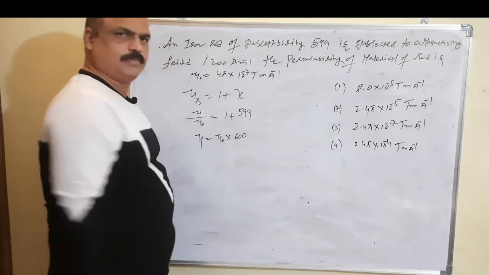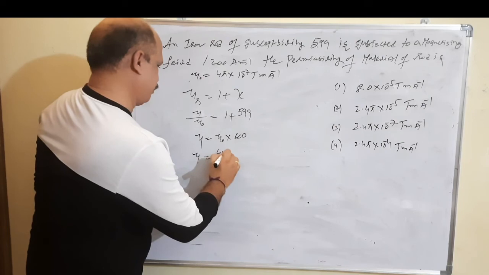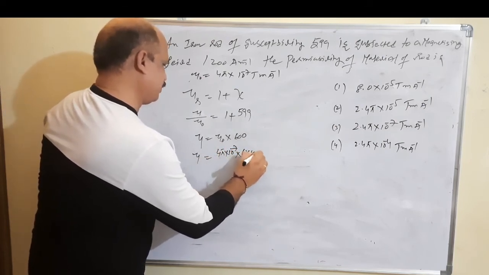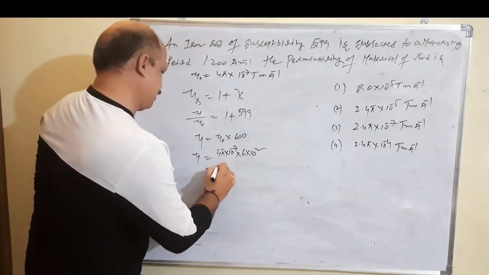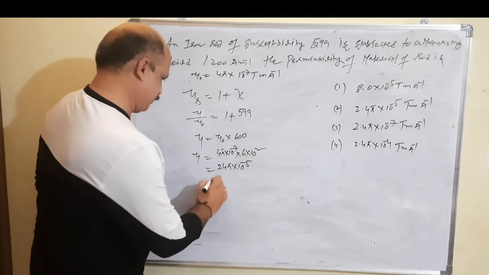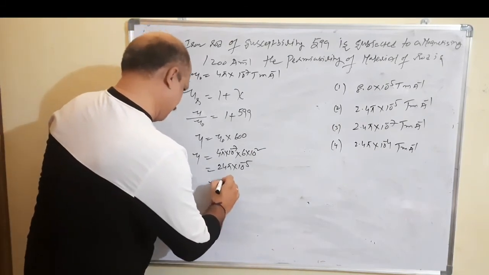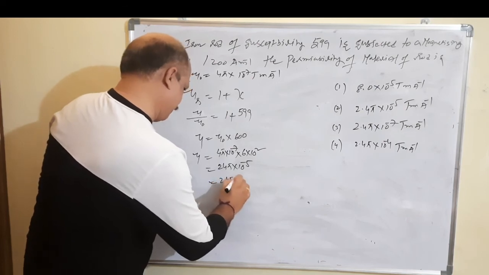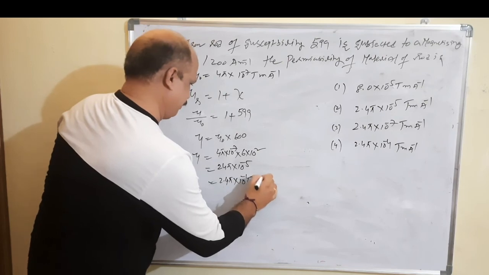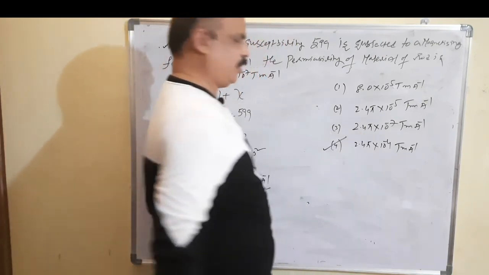So here mu is equal to, what is the value of mu naught? 4 pi into 10 to the power of minus 7, into 600, written as 6 into 10 square. That is equal to 24 pi into 10 to the power of minus 5. That is equal to 2.45 into 10 to the power of minus 4 tesla meter per ampere. So our correct option is the fourth option.